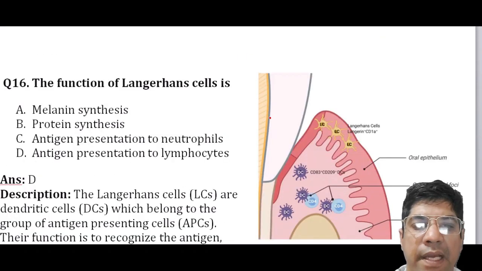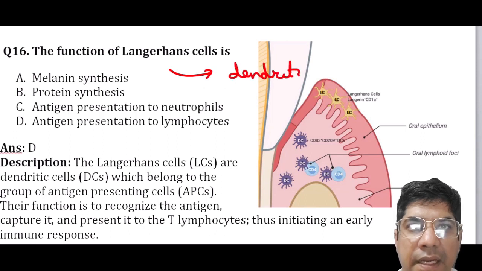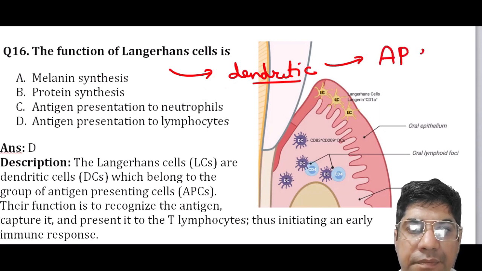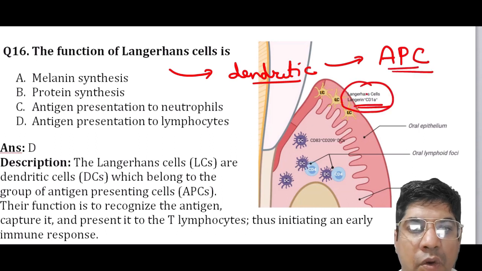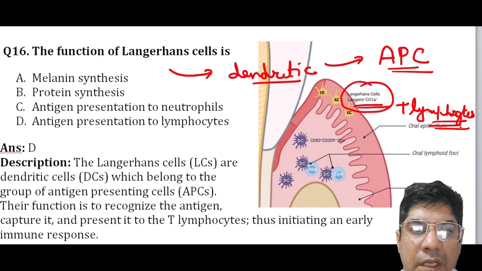The function of the Langerhans cells: the Langerhans cells are the dendritic cells that fall under the category of antigen presenting cells. So their role is to recognize the antigen, capture them, and then present them to the T lymphocytes. So that process is a fundamental step in initiating an immune response.